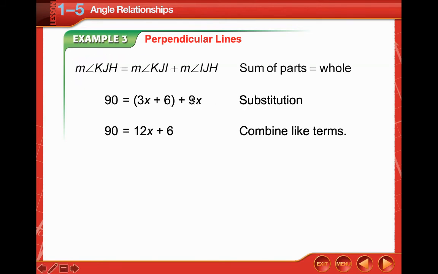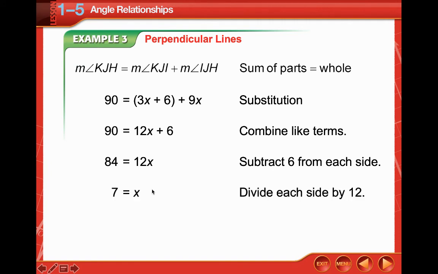Add them together, combine your like terms, and you get 12x plus 6. Subtract 6 from both sides. 84 equals 12x. Divide by 12 on both sides, and x equals 7.